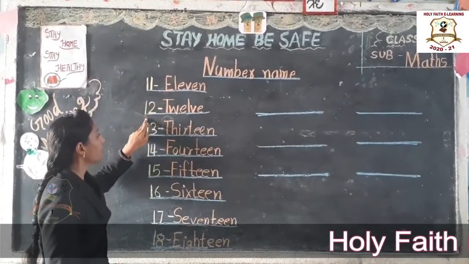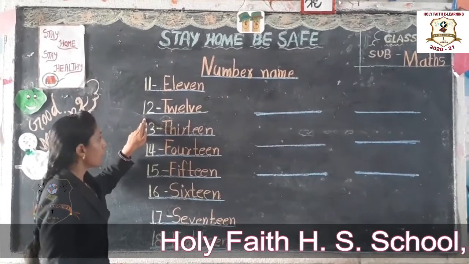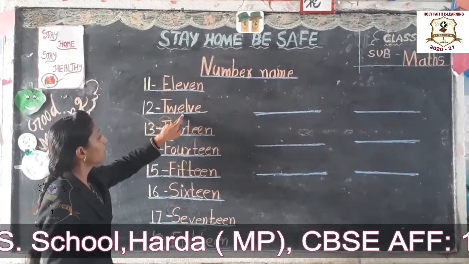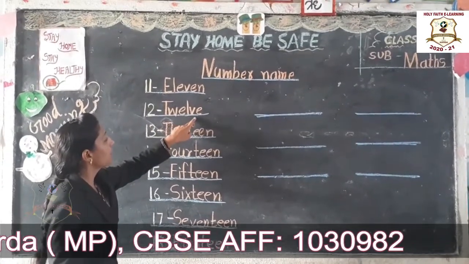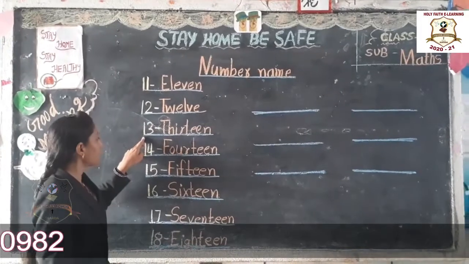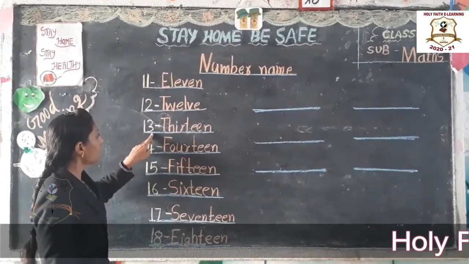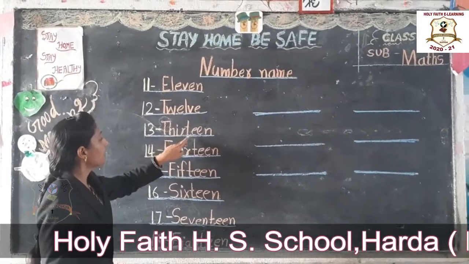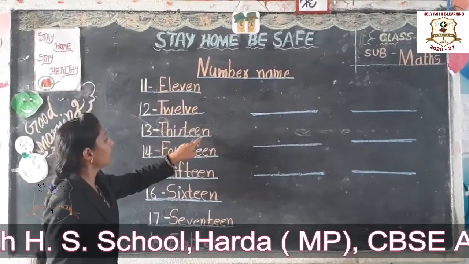11. Now next, this is number 12. 1, 2, 12. T, W, E, L, V, E. 12. Now next, this is number 13. 1, 3, 13. T, H, I, R, T, E, E, N.